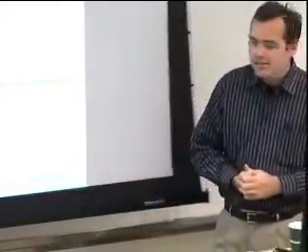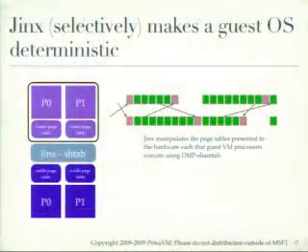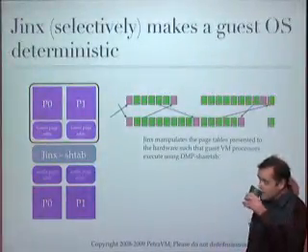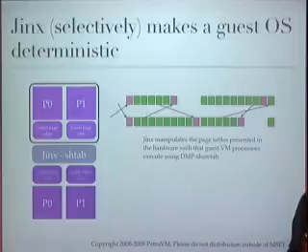All right, so this is implemented inside the Jinx hypervisor. We are actually able to take a fully running guest operating system and make it deterministic if we like. The way we do that is, again, by controlling who owns pieces of memory and controlling the exact way in which those pieces of memory change ownership.